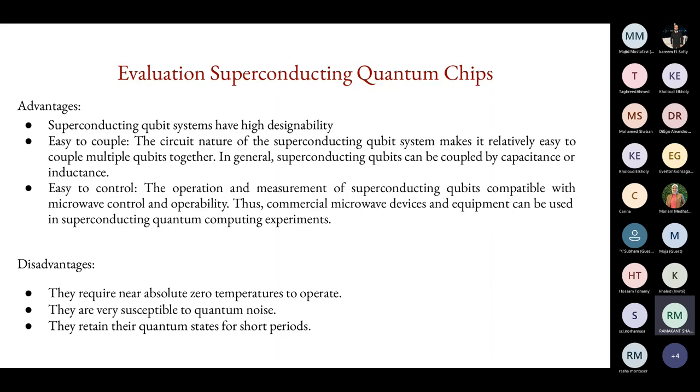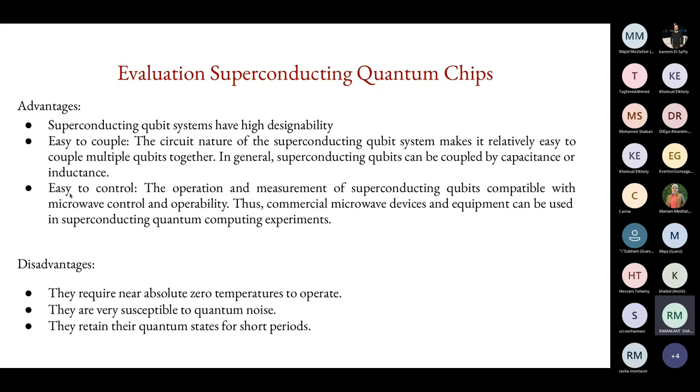So they're easy to couple also. The circuit nature of the superconducting qubit system makes it relatively easy to couple multiple qubits together. In general, superconducting qubits can be coupled by capacitance or inductance. For the bus, which is called the coupling bus within the quantum chip, you can use just one coupling bus that would make the relations between all the qubits within one quantum chip. Depending on the frequency that you will be sending, it will be affecting certain qubits.